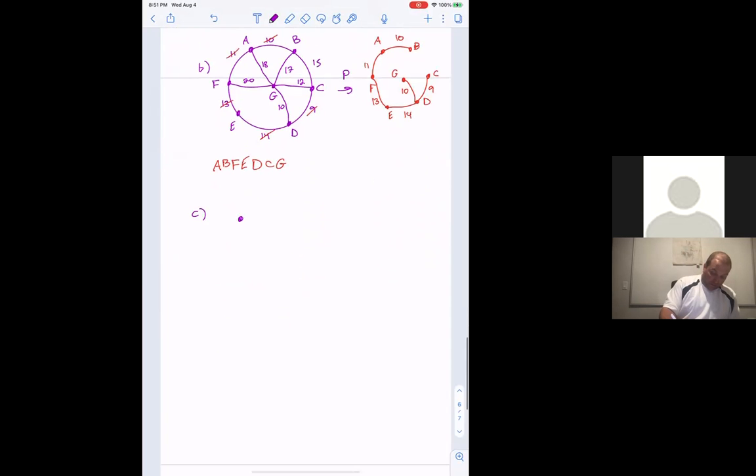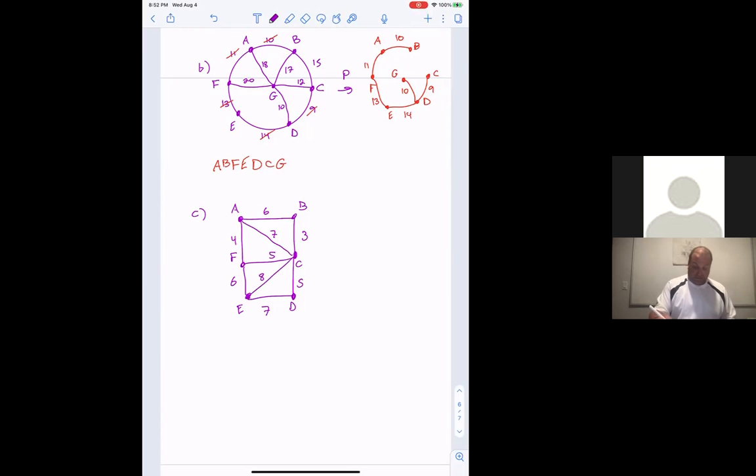C. We have A, B with a weight of 6, C with a weight of 3, D with a weight of 5, E with a weight of 7, F with a weight of 6, and that one has a weight of 4, and that one has a weight of 5, and AC has a weight of 7, and EC has a weight of 8.